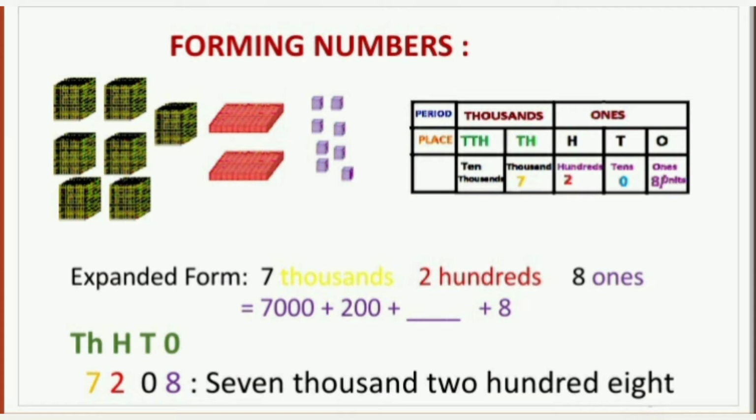Now children, see this slide. How many cubical blocks do you see here? 7 cubical blocks, that is 7 thousands. How many slabs? That is 2 slabs. 1 slab for 100, 2 slabs for 200. Then come to the third one. You can see 8 unit cubes are given, right?